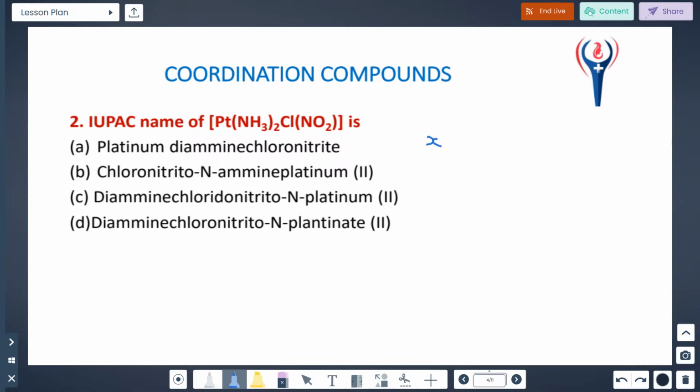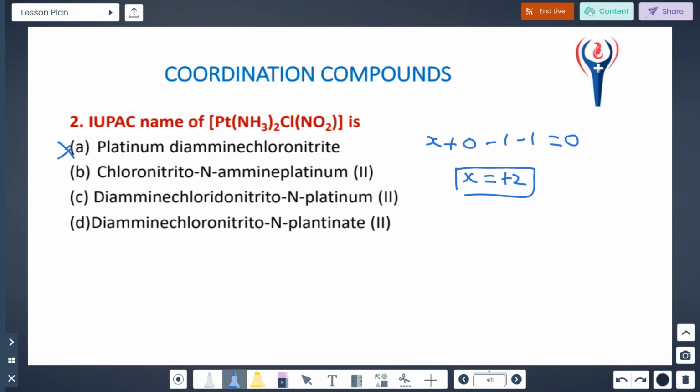Amine is a neutral ligand, so I put 0. Chlorine is a negative ligand, 1 chlorine is there, so I put minus 1. NO2 is also a negative ligand, so minus 1. It is a neutral complex, so equal to 0. Therefore X is equal to plus 2. Oxidation state is represented by Roman numeral 2.